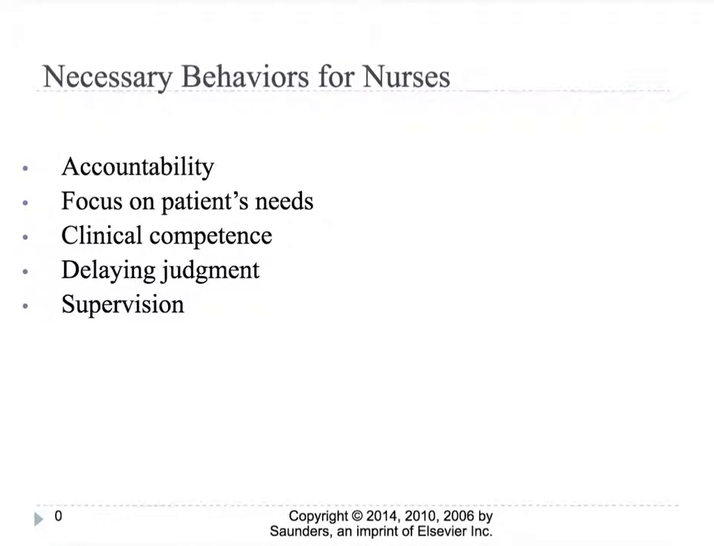Necessary behaviors for the nurse. For accountability, we're responsible for our own conduct and the consequences of our own behaviors. The interest of the patient should always be there and not our own. You are their advocate. Under clinical competence, being knowledgeable and keeping up with evidence-based practice. For delaying judgment, you want to refrain from judging and avoid transferring your beliefs and values onto that patient. And then under supervision, this is working with a team or a clinician who oversees your growth.